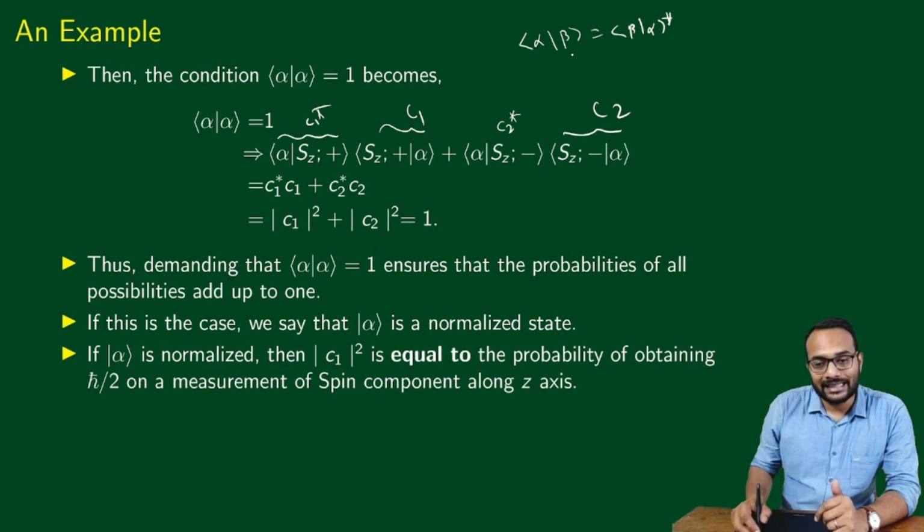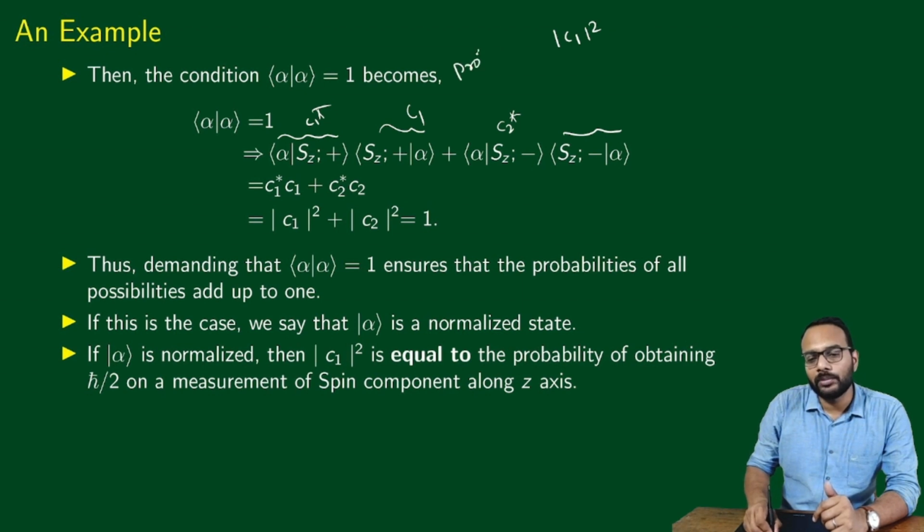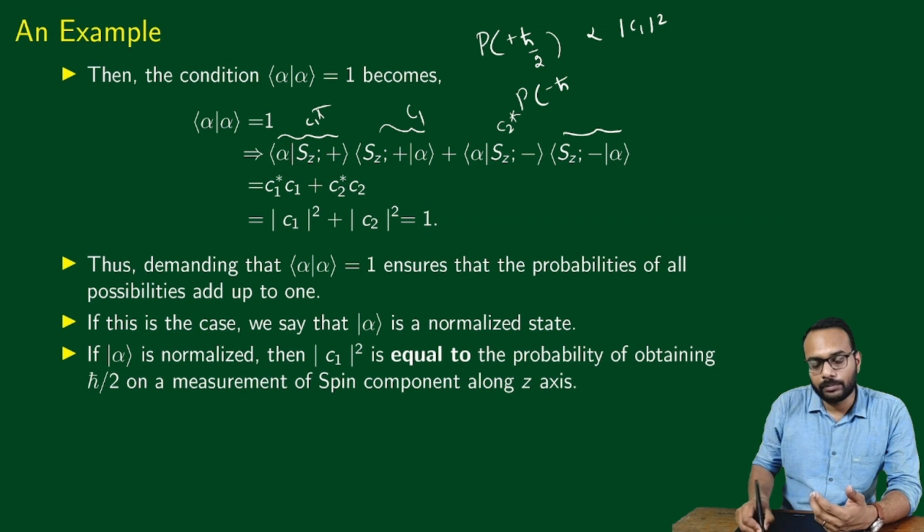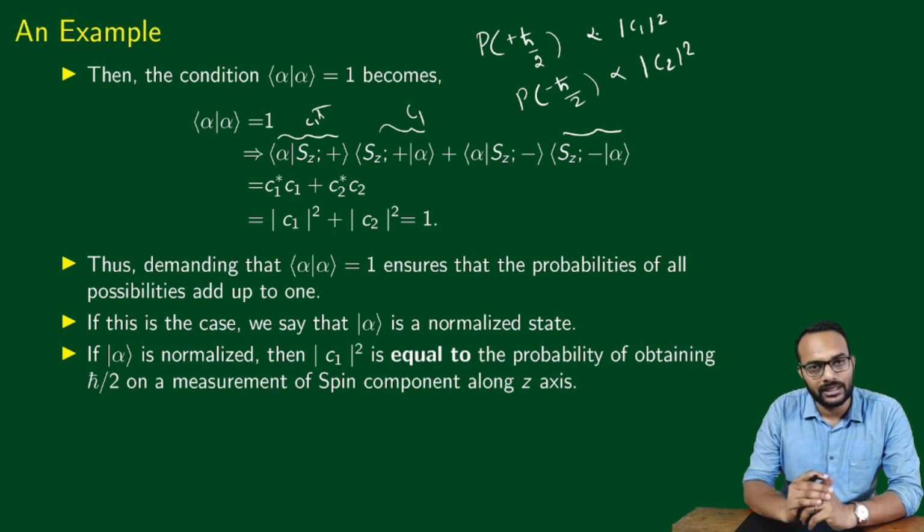Now we already said that these expansion coefficients are related to the probability. This is one of the postulates. The probability for measuring plus h cross by 2 is proportional to modulus of C1 squared. We said that the probability for measuring minus h cross by 2 is proportional to modulus of C2 squared. Now this proportionality could be made into an equality. If it's proportional, we know how to make it into an equality, right?